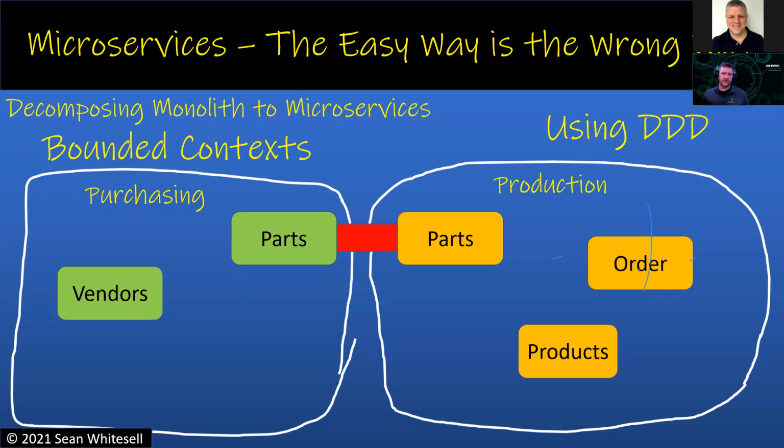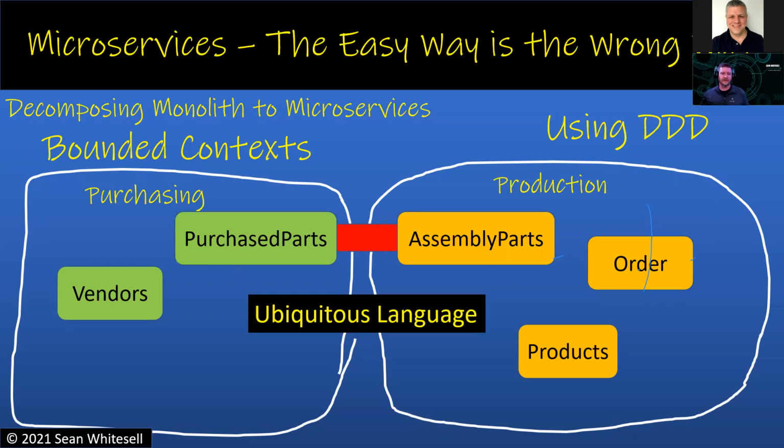So with domain-driven design, you have what's called the ubiquitous language. This is where you change your language so that you remove ambiguity. By using things like purchased parts versus assembly parts, you can have the same language with not just the programmers, but also the subject matter experts that are in this every day. They can immediately know what exactly you are talking about.